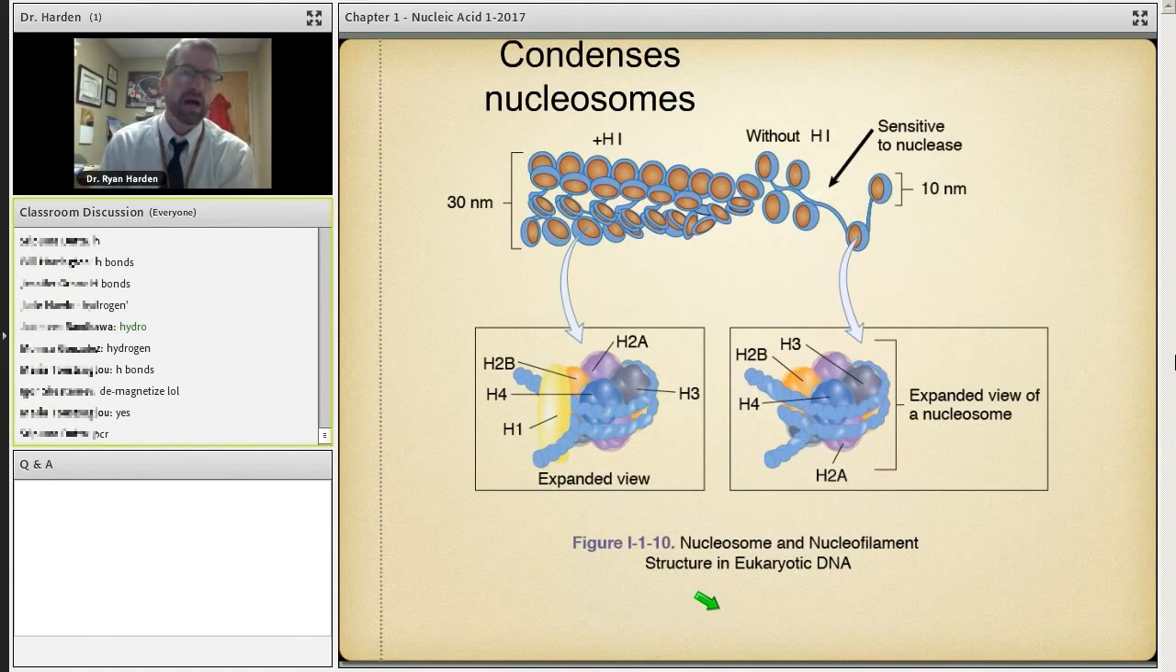AUGC. Now, this is a complex diagram. We're going to spend some time on this diagram. Now, DNA in the cells of your body, remember, DNA molecules are huge.